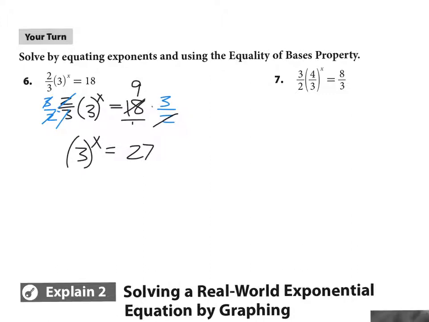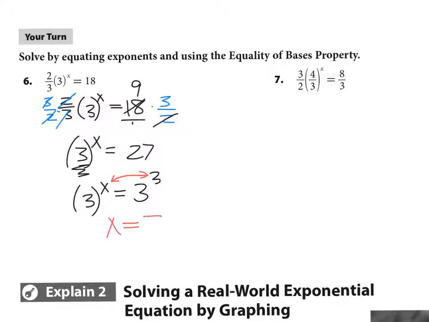But I want to get it with the same base. So what that means is I'm thinking of 27 as a base of 3. 3 to the what power? Well, 3 to the third power gives me 27. 3 times 3 is 9 times another 3 is 27. So what's that mean? That means x is 3. Okay, so that's our solution.